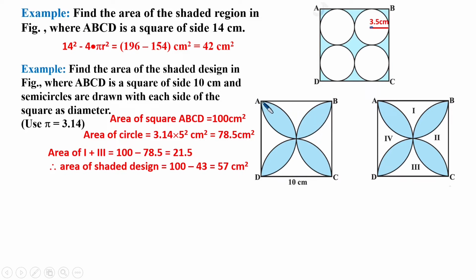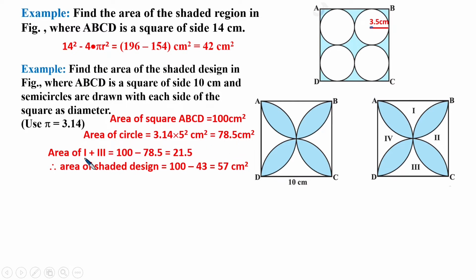If I know the area of the square and if I know the area of this white region, then I subtract this white region from the area of the square, I get the area of the shaded region. So here I have shown area of square is 100 centimeter square, and since this is a semicircle, if I take 2 of the semicircle, it becomes 1 circle. So area of this full region here, including this white here, excluding this one. So I have the area of a circle is 78.5. So the area of 1 and 3 will be 100 minus 78.5.